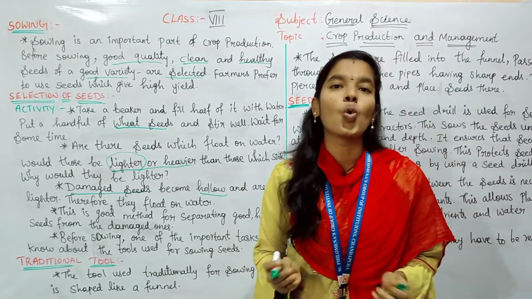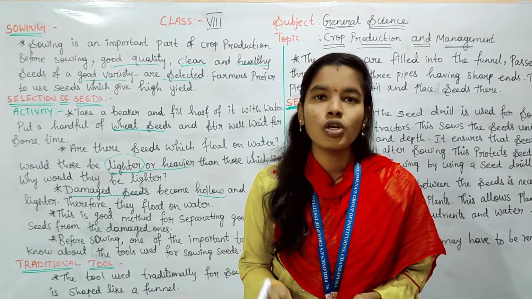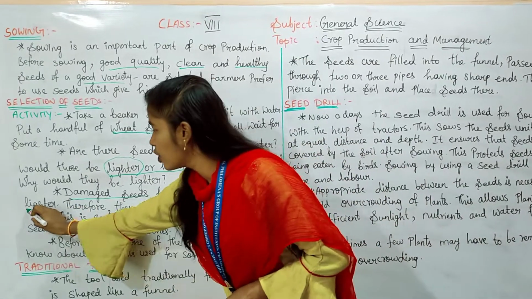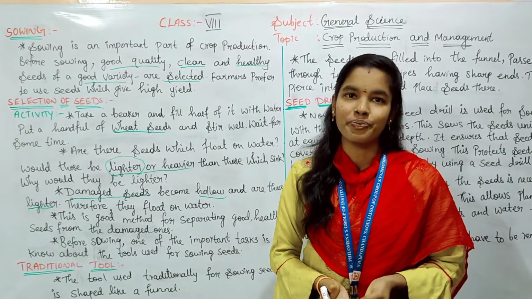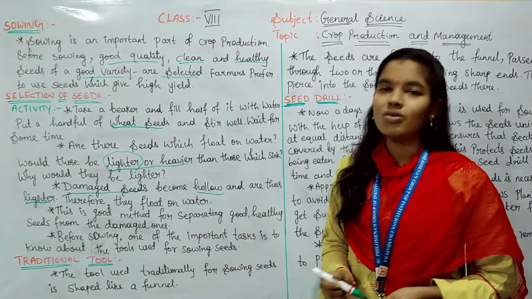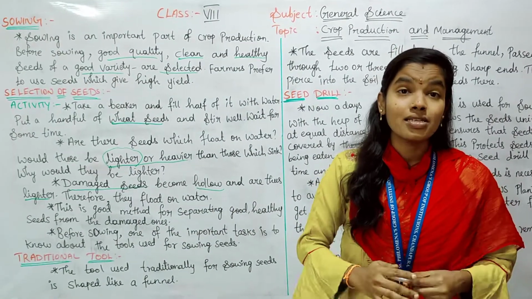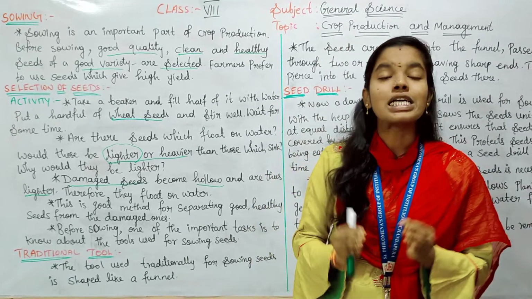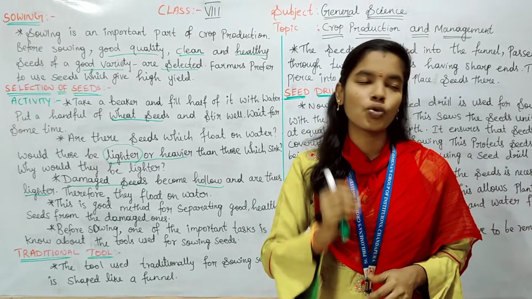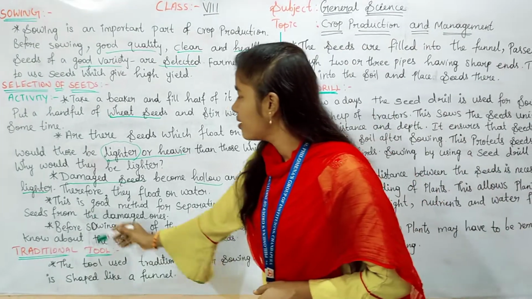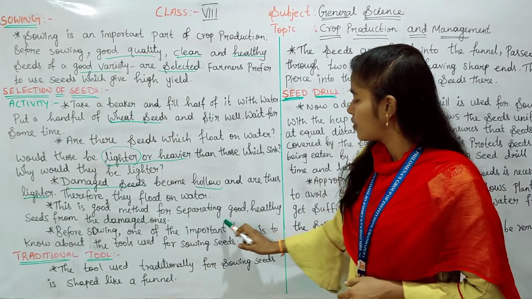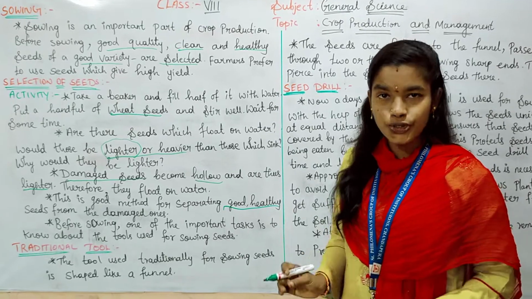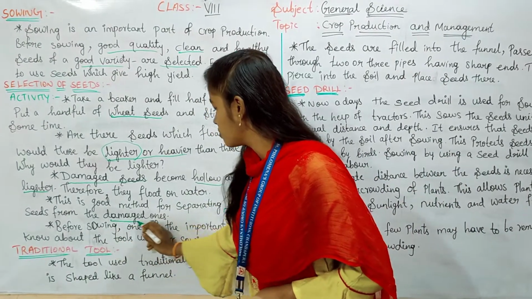Hollow means having holes. So damaged seeds are hollow and thus lighter. Because of that hole, what happens? It is lighter, and therefore they float on the water. Why are those seeds lighter? Because they are damaged seeds and they have hollows, having holes. Because of that, those seeds float on top of the water. This is a good method for selecting good, healthy seeds from the damaged ones.